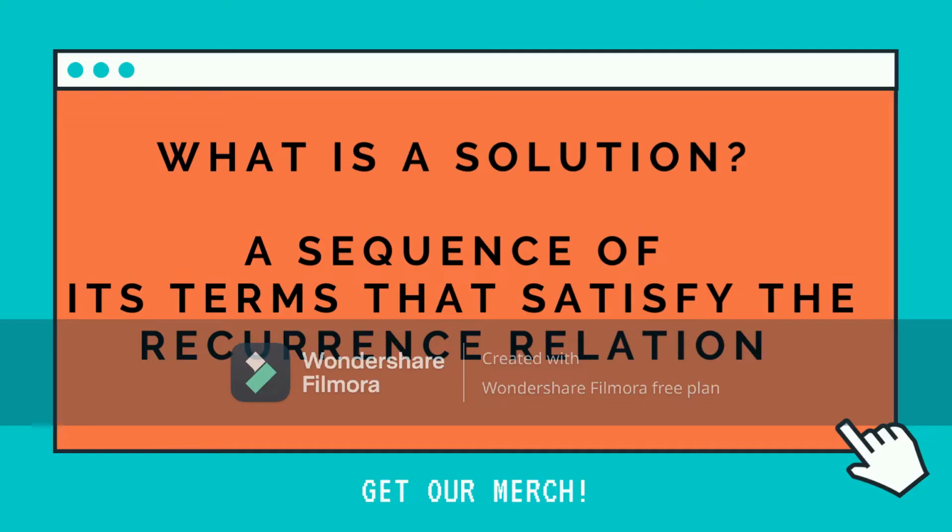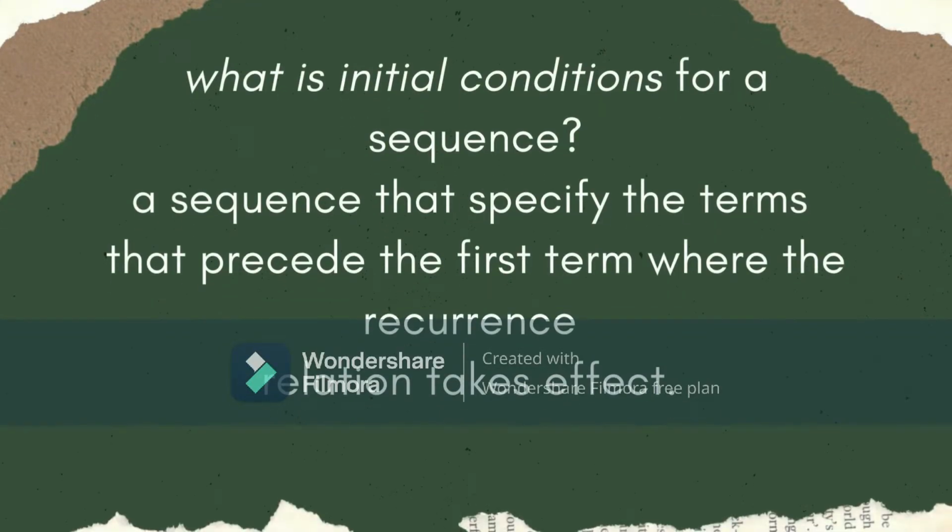So, what is a solution? A solution is a sequence of terms that satisfies the recurrence relation. What is an initial condition for a sequence? It specifies the terms that precede the first term where the recurrence relation takes effect.